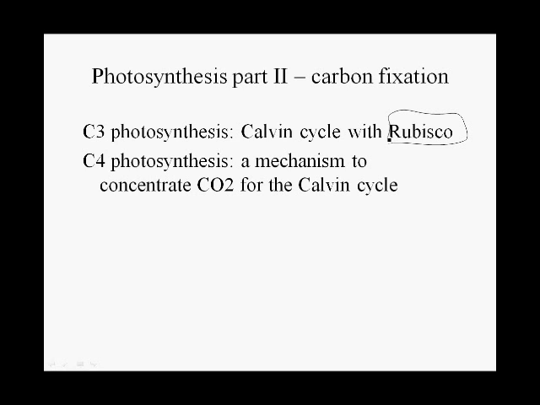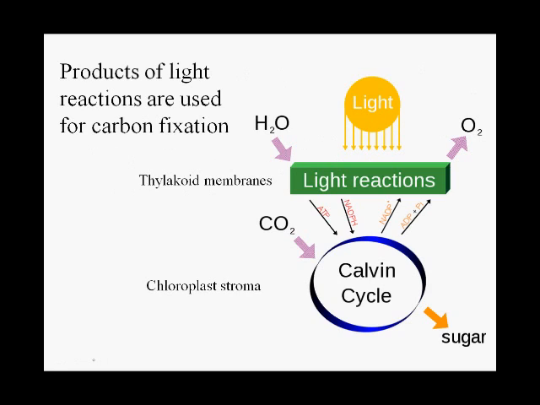Then we will touch on C4 photosynthesis, which is a mechanism to concentrate carbon dioxide for the Calvin cycle and get around some problems that are inherent with Rubisco. This is a quick overview.